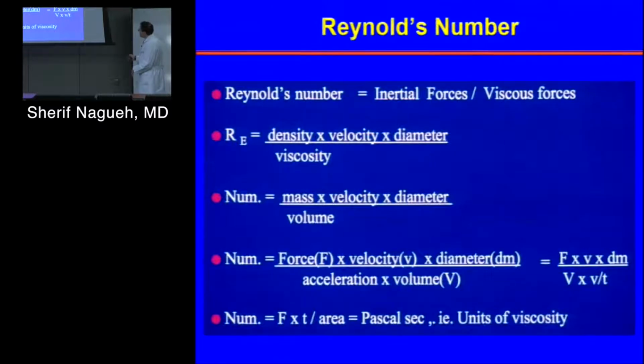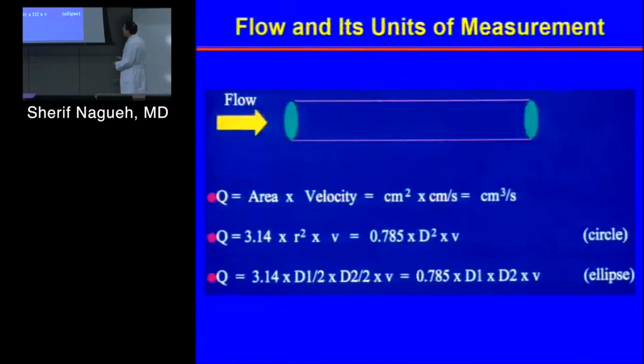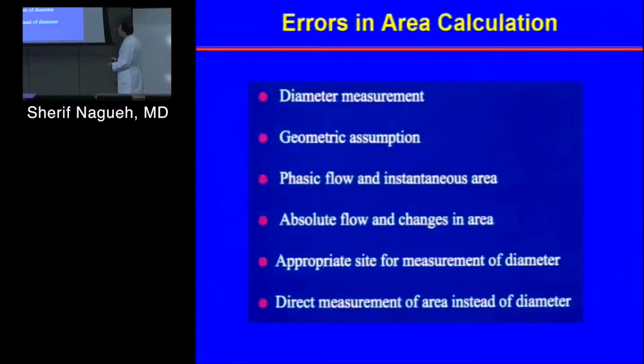If you were to go through the math, and I will not take you through it, you will end up with units in the numerator that are the same as units in the denominator, so it's a dimensionless number. It has no units. We just talked about flow. Now let us talk about errors that we see by echocardiography in quantifying flow.